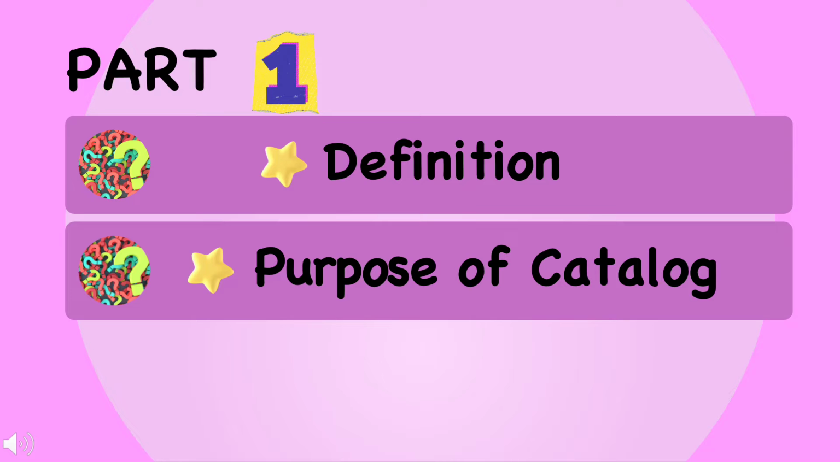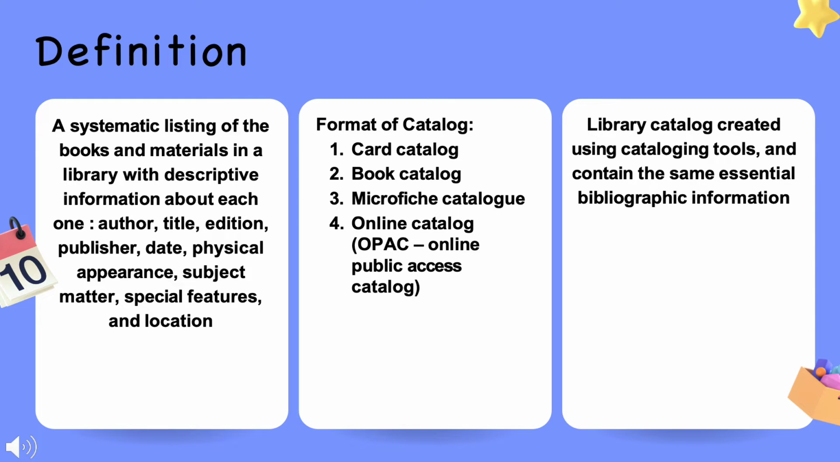As stated earlier, it will focus on the definition and purpose of catalog. Furthermore, we will also explore library catalog, cataloging and cataloging tools. What is catalog? Catalog is a systematic listing of the books and materials in a library with descriptive information about author, title, edition, publisher, date, physical appearance, subject matter, special features, and location.